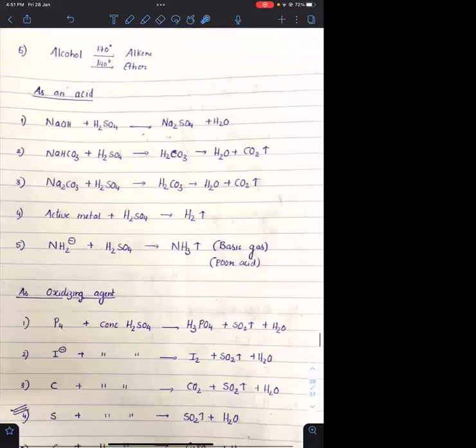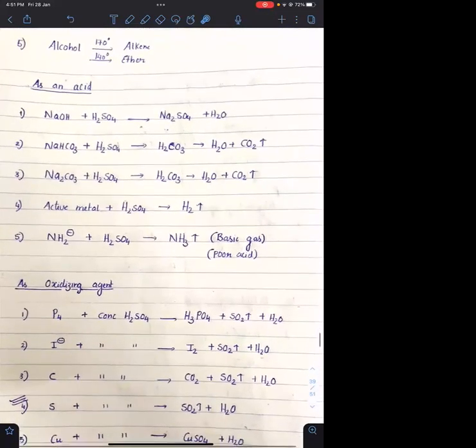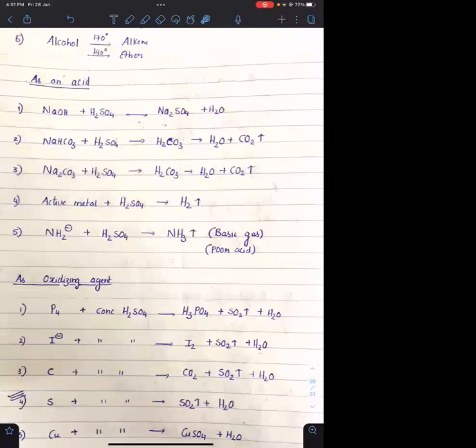Next, as an acid-base reaction, an acid plus base will give you salt and water. NaOH plus H2SO4 gives Na2SO4 plus water. NaHCO3 plus H2SO4: this is the base, this is an acid. HCO3 minus converts into H2CO3. H2CO3 being unstable converts into CO2 and H2O. Similarly, H2SO4 with CO3 2 minus: CO3 2 minus will accept H positive to convert into H2CO3. Again, this being unstable, you get CO2 and H2O.